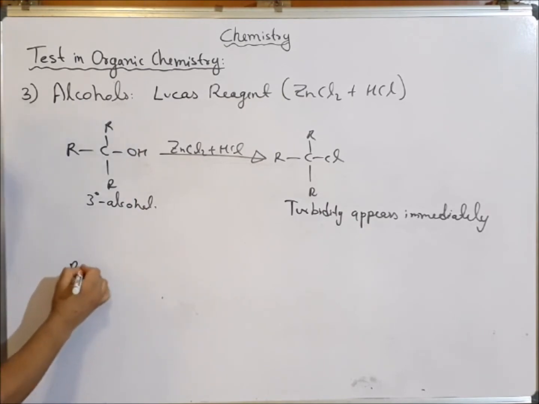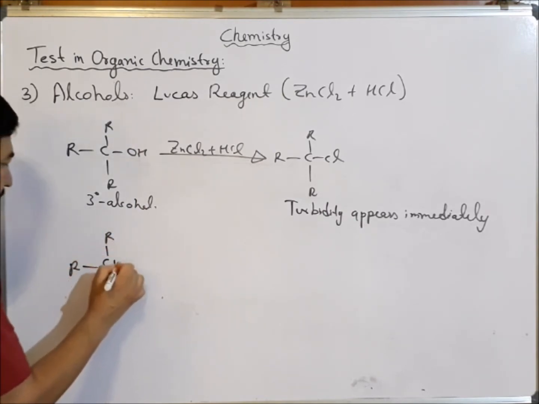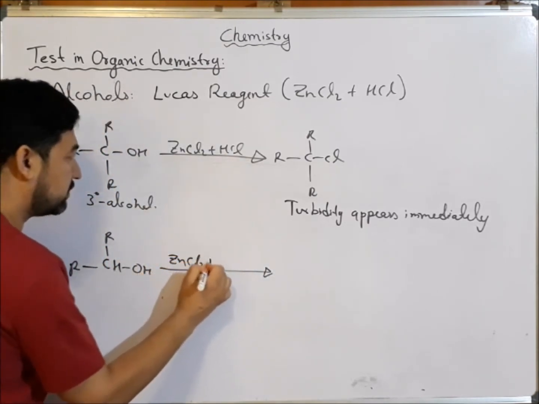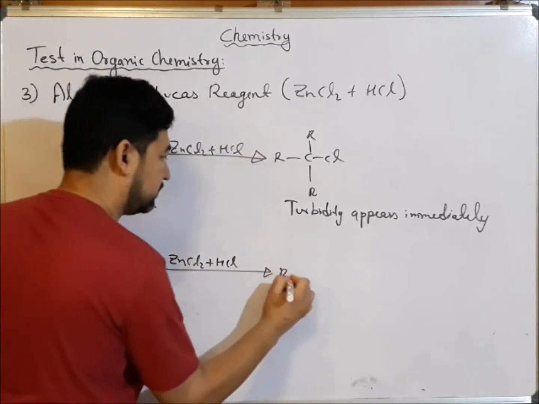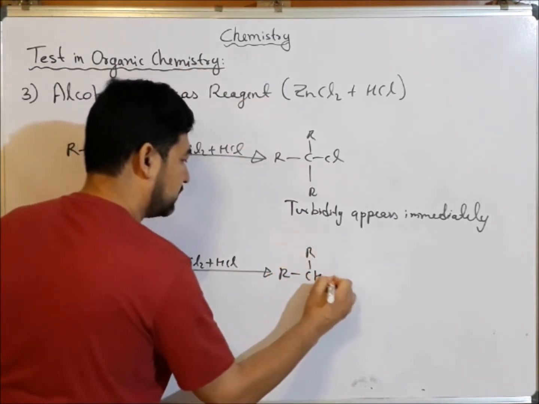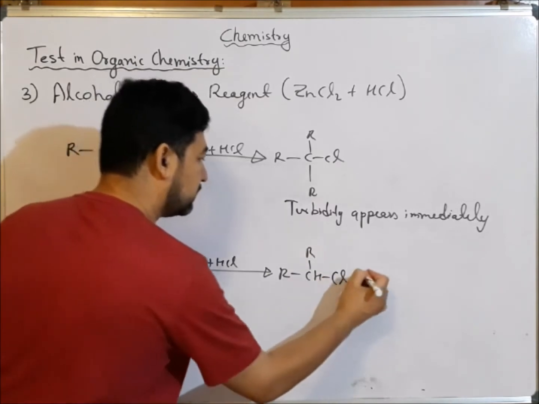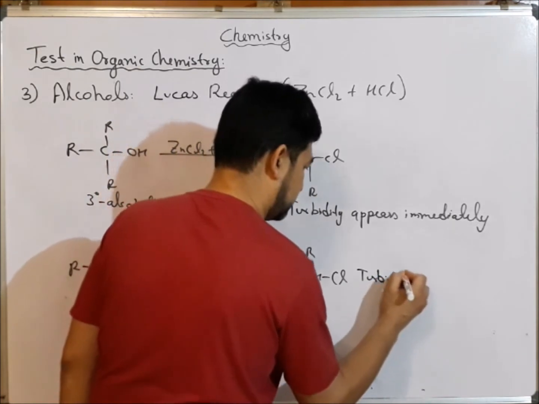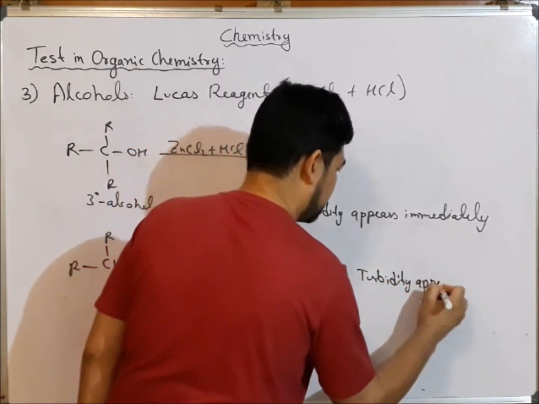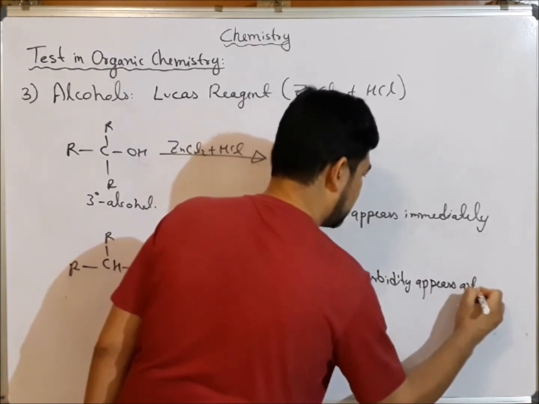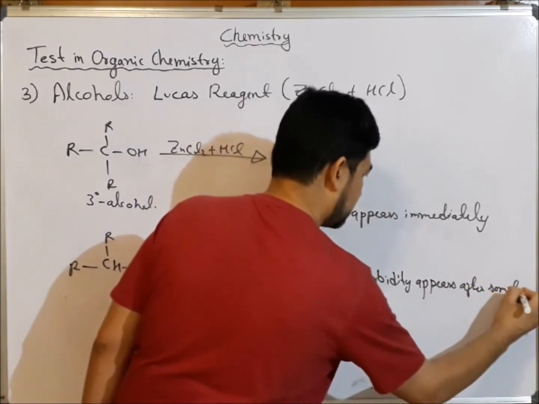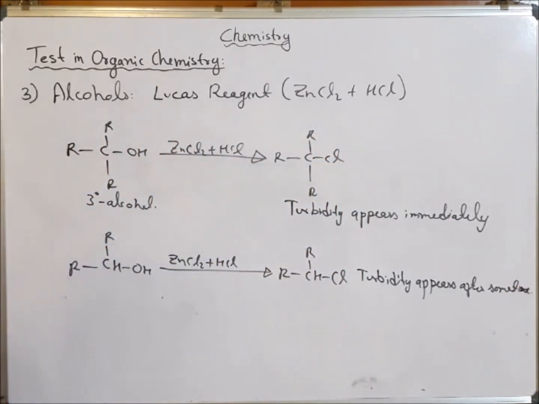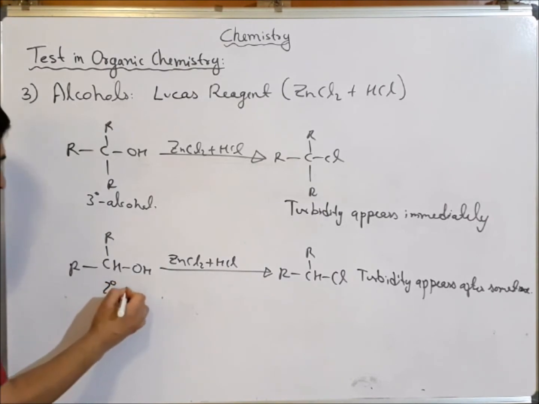But in case of secondary alcohol, add the same reagent. So the product is which will be replaced by Cl. Here the turbidity appears after some time. That means maybe after 5 minutes. So that is our secondary alcohol.